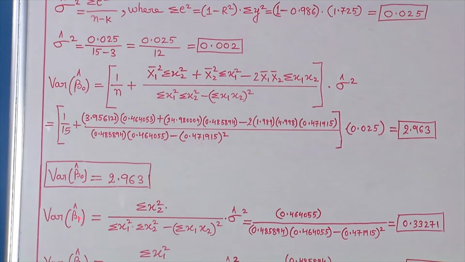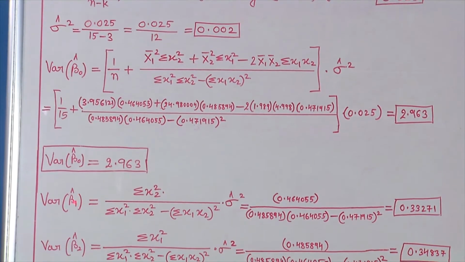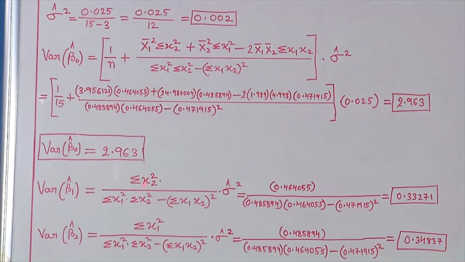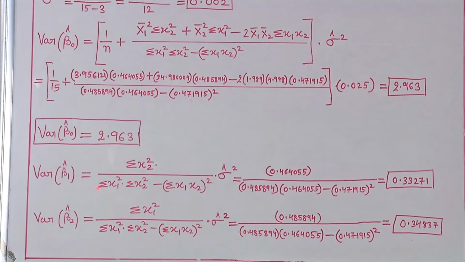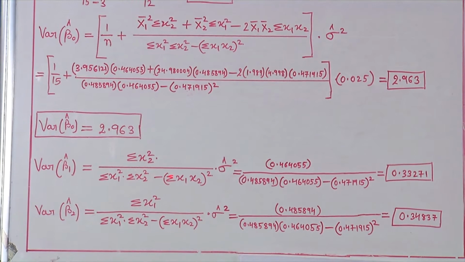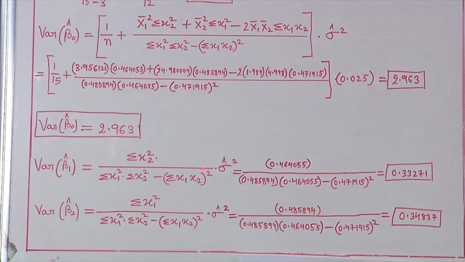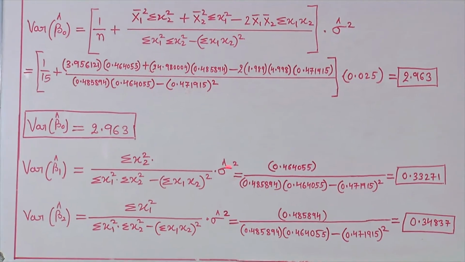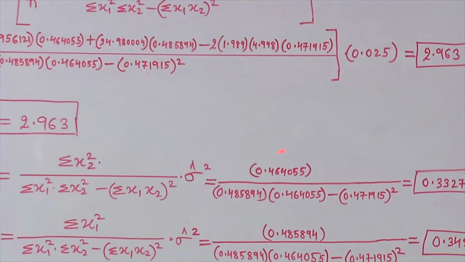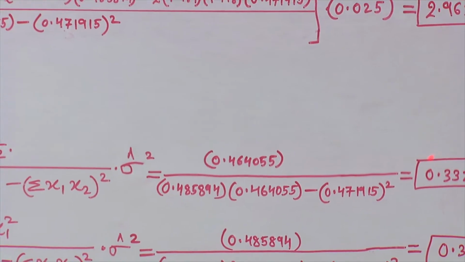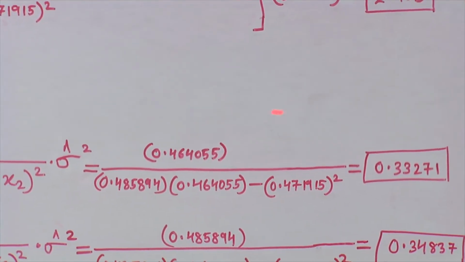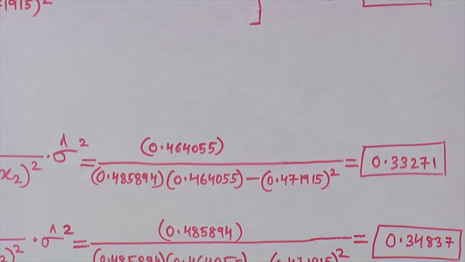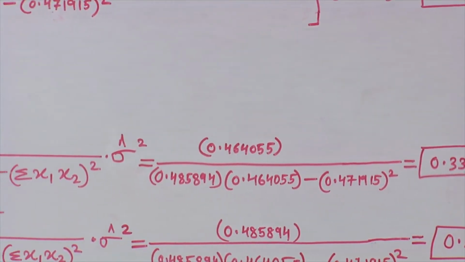Now, we may calculate the variance of beta 1 hat with the formula sigma x2 squared divided by sigma x1 squared into sigma x2 squared minus sigma x1 x2 the whole squared into sigma squared hat, which gives 0.33271. After getting this value, we may go on to calculate the next one.